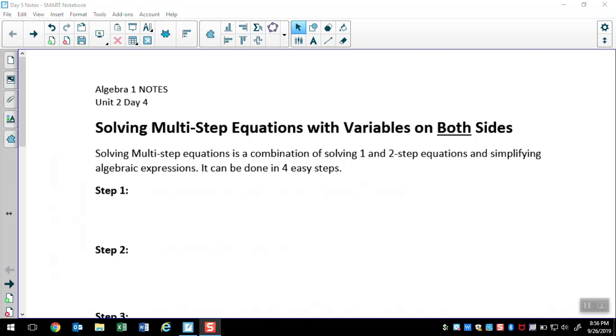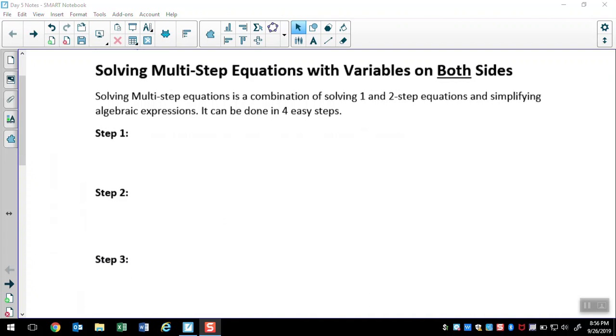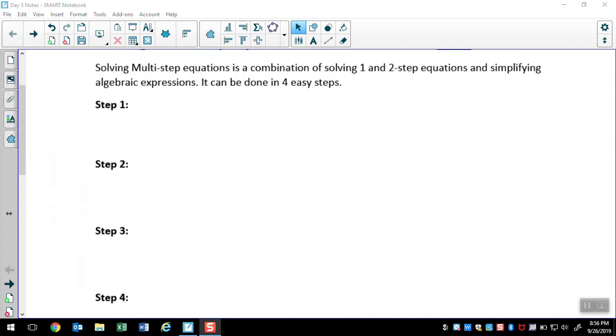Hi everyone. Today we'll be working on solving multi-step equations with variables on both sides. All right, so first I just want to remind you about what we talked about in class today. Today we talked about breaking down the idea of solving an equation into two parts.